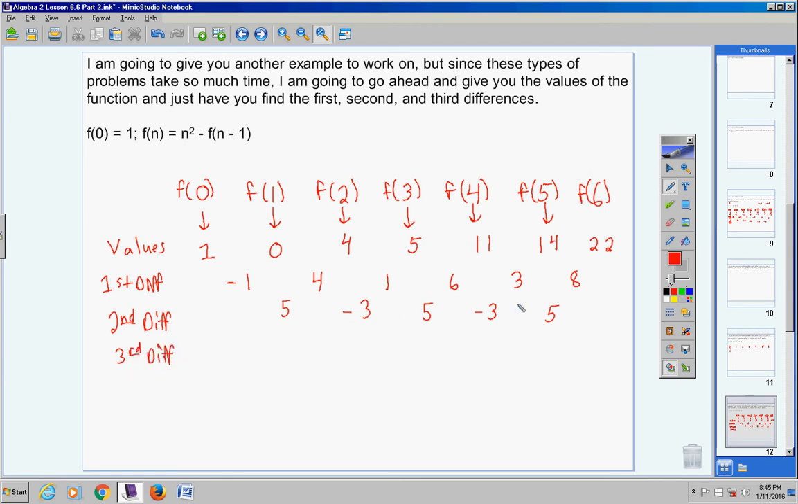Pretty obvious what to do. 5 minus a negative 3, that's 8. Negative 3 minus 5, that's negative 8. 5 minus a negative 3, that's 8. Negative 3 minus 5, negative 8.